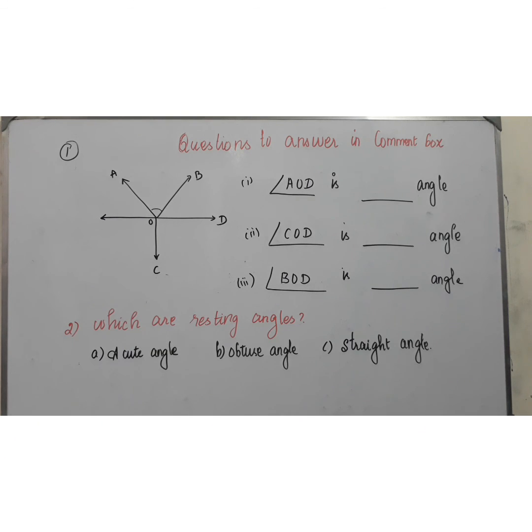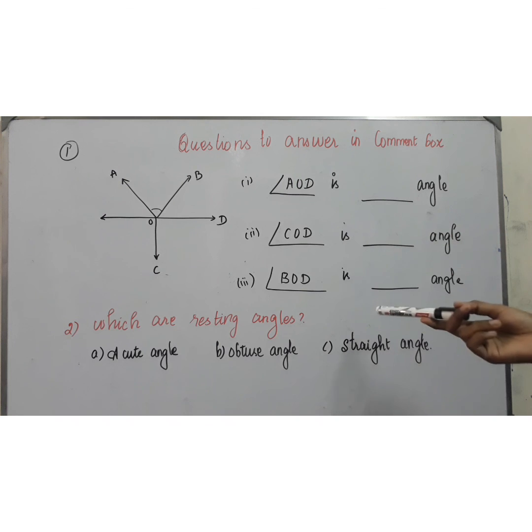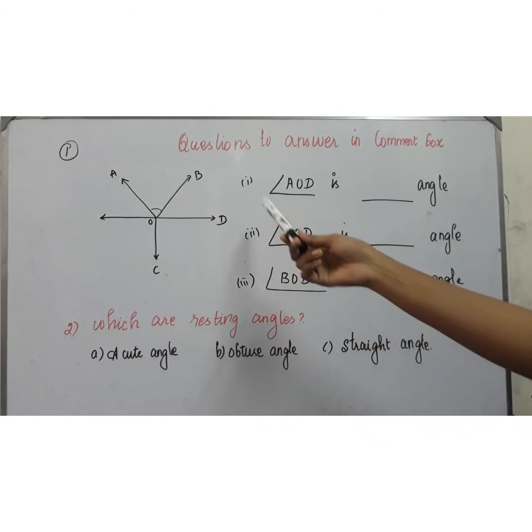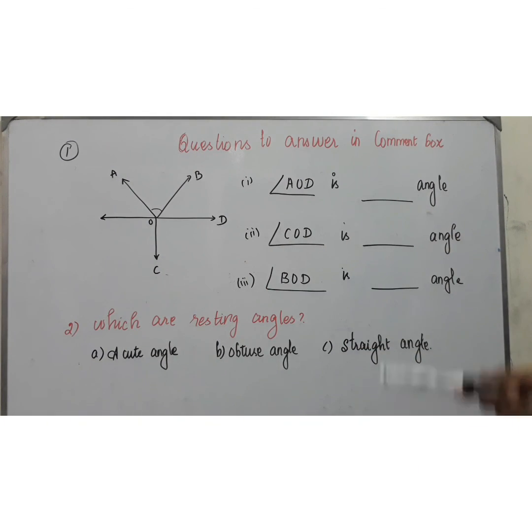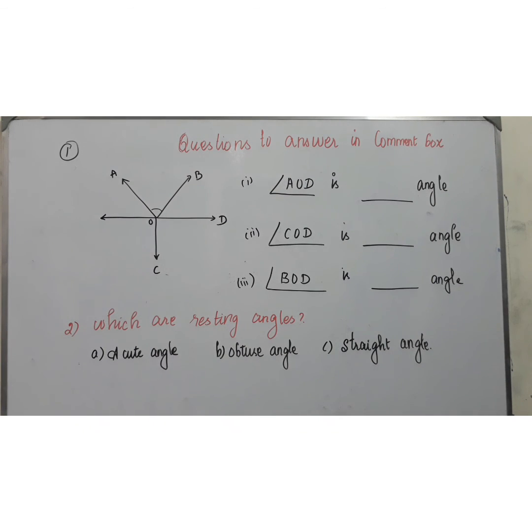Students, based on the concepts you have learned through this video, I have asked you some questions and you have to answer them in the comment box. See here, a figure is given and you need to find what kind of angle it is. Either it is an acute angle or obtuse angle or straight angle, like AOD, COD and BOD. Find which one is which type of angle and put it in the comment box. And also, second question: which are resting angles? Which one do we call resting angles, either acute angle, obtuse angle or straight angle?